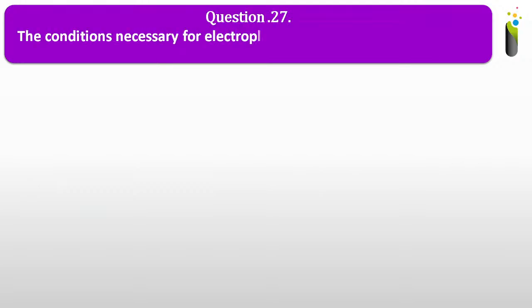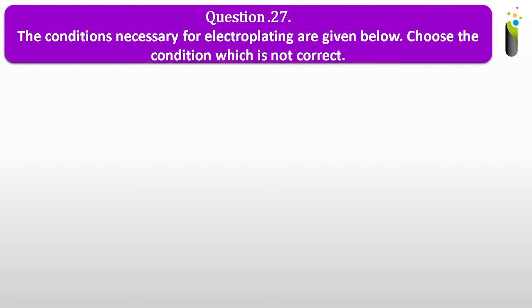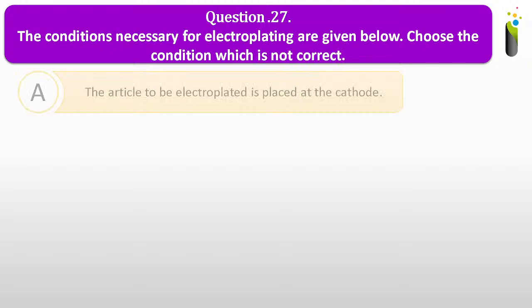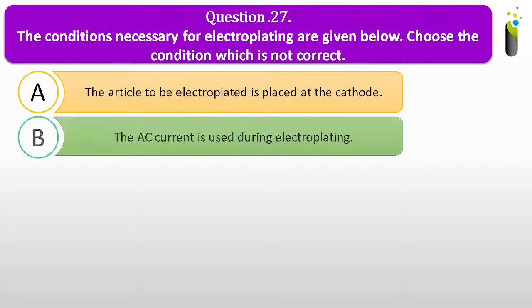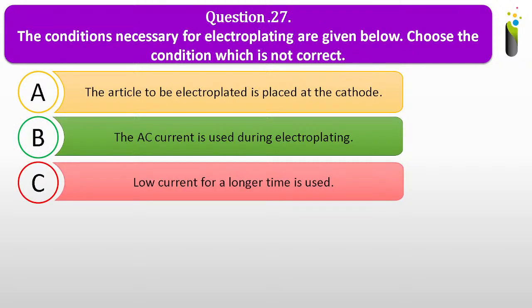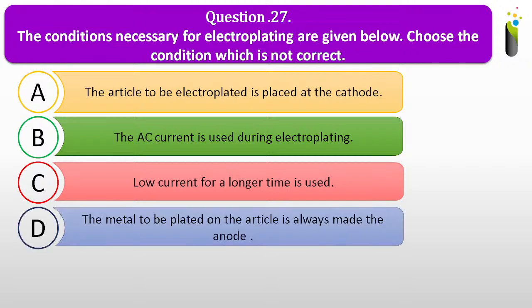Coming to the next, that is question number 27. The conditions necessary for electroplating are given. Choose the condition which is not correct. A, the article to be electroplated is placed at the cathode. B, the AC current is used during electroplating. C, low current for a longer time is used. D, the metal to be plated on the article is always made at the anode.